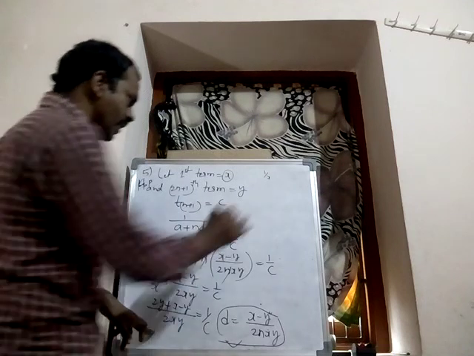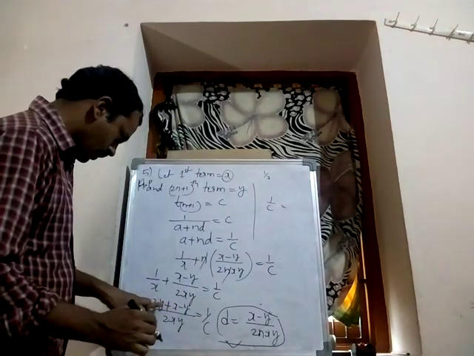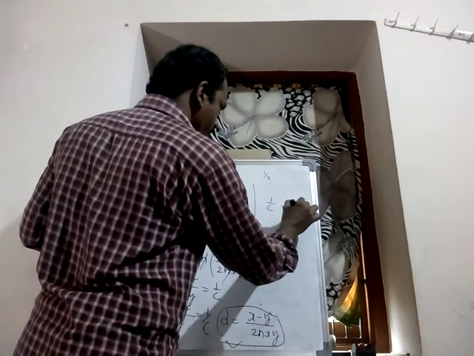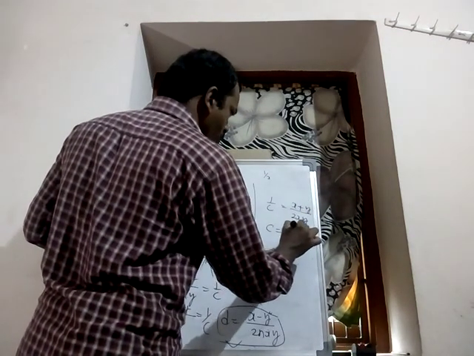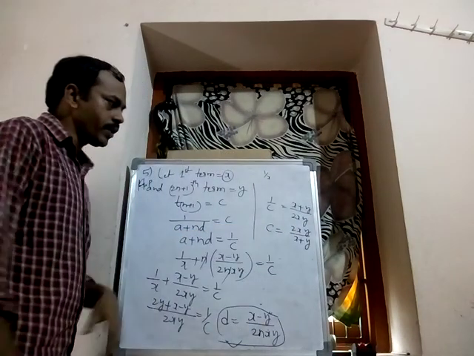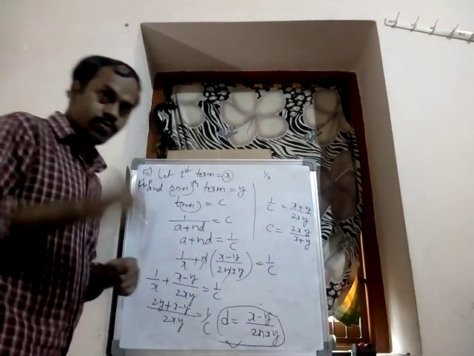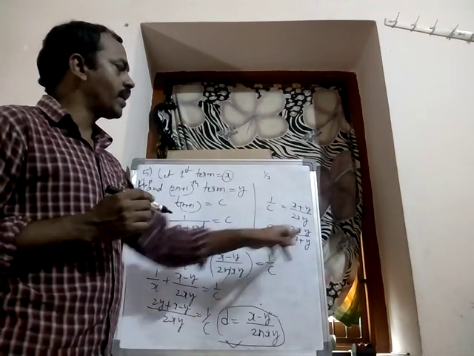So clearly 1 by c is equal to (x plus y) by 2xy. So c is equal to 2xy by (x plus y). c is equal to 2xy by (x plus y). So a is equal to (x plus y) by 2, b is equal to square root of xy, c is equal to 2xy by (x plus y).